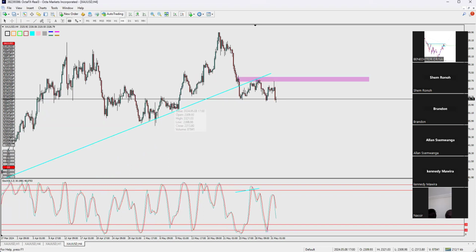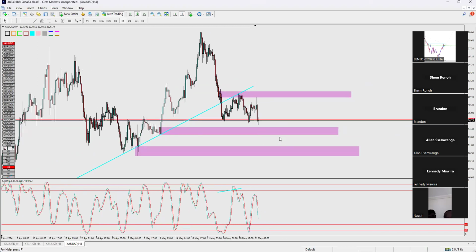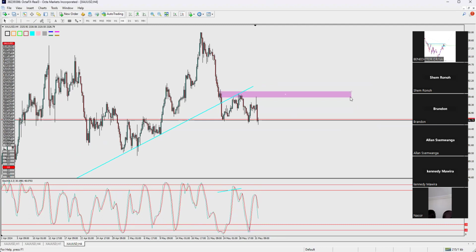My zones of interest: I'm going to mark this zone because it has not touched this zone yet. And then I'm going to mark this zone. If it continues breaking these zones, it will continue going down. That's what we should know. But today, when the market opens, this is what I'm expecting gold to do.